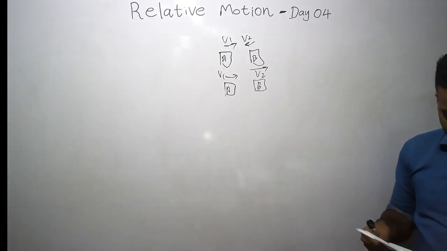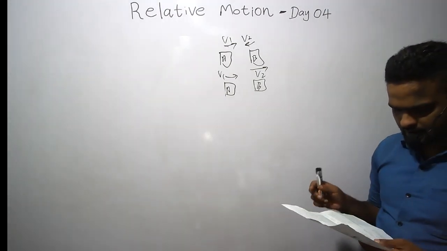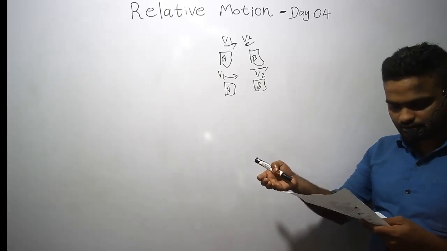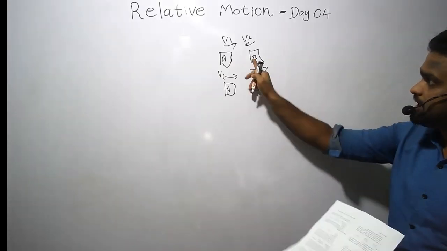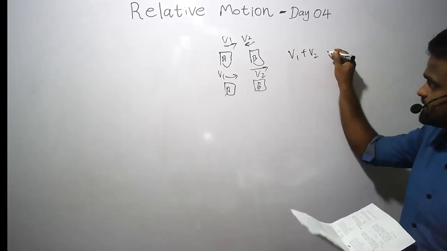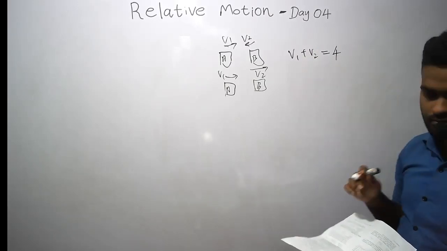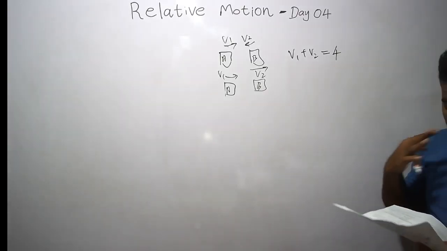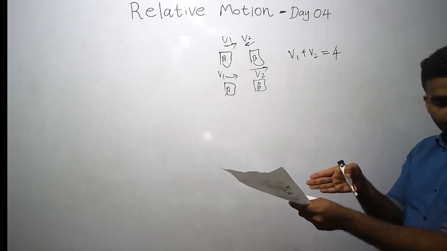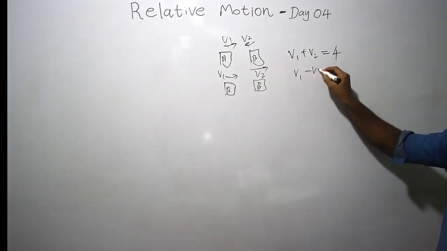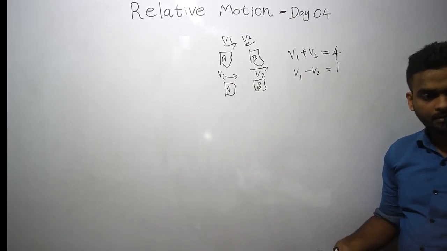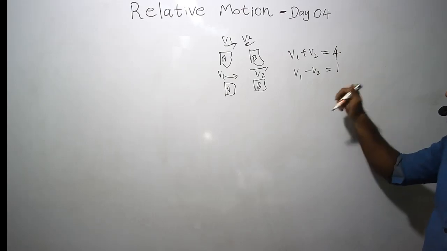Right, let's see. A and B move towards each other, meaning you have to take the sum of those velocities to get the relative velocity, and it is equal to 4. Then at the other part, moving in the same direction, they get closer by 1 meter per second. So it should be the difference. So that is 1. Then you can subtract or add.